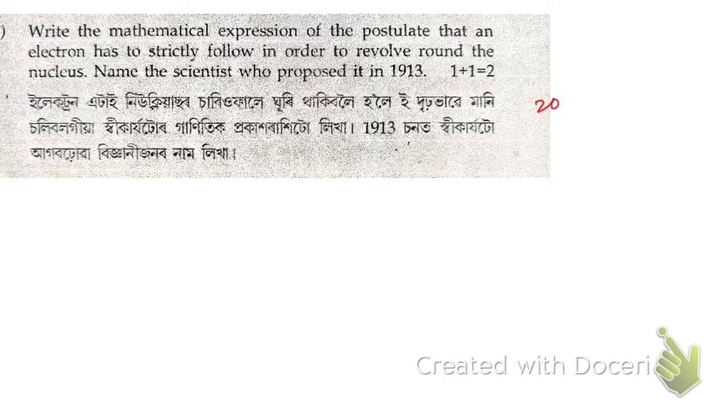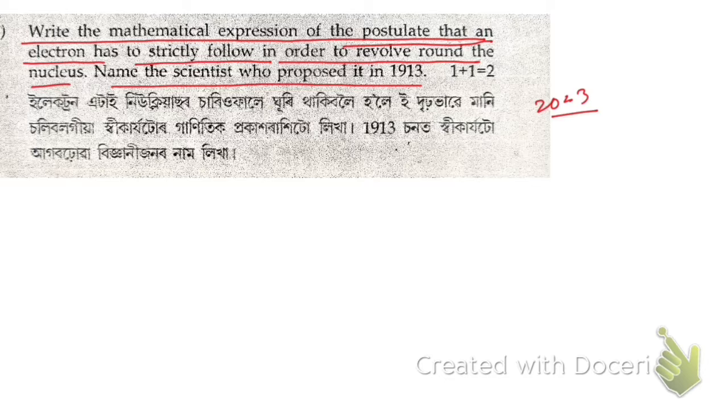This was also asked in 2023. Write the mathematical expression for the postulate that an electron has to strictly follow in order to revolve around the nucleus. Name the scientist who proposed this. This was again Bohr's second postulate, and the mathematical expression was L is equal to n into h by 2 pi.